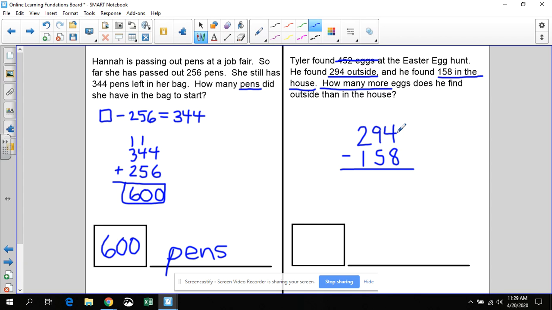Now I can solve. 4 minus 8, I cannot do. 8 is greater than 4. I'm going to cross out this whole 29 and make it a 28. I'm going to cross out my 4 and make it a 14. 14 minus 8 is 6. Now I have 8 minus 5, which I can do. 8 minus 5 is 3. 2 minus 1 is 1. So my answer, 136, goes in the box.